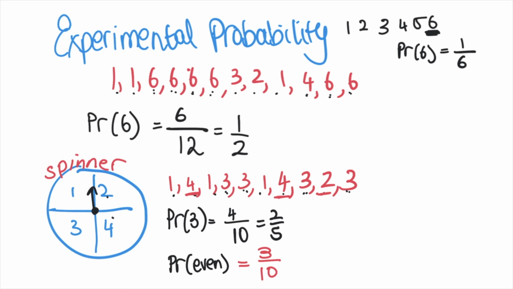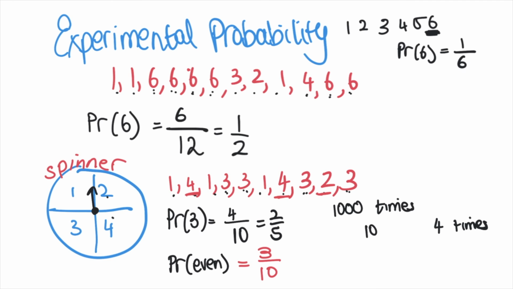The last one's a bit of a challenge that we're going to think about today. It says, based on this experiment, so we've done some spinning, how likely would we get a 3 if we spun the spinner 1,000 times? Well, in 10 spins, we got the number 3 four times.